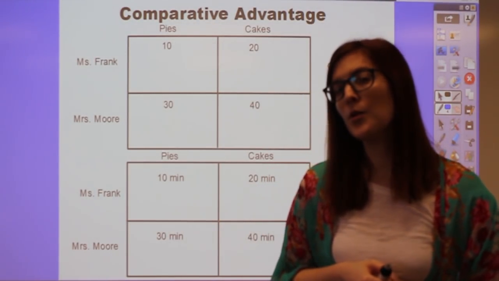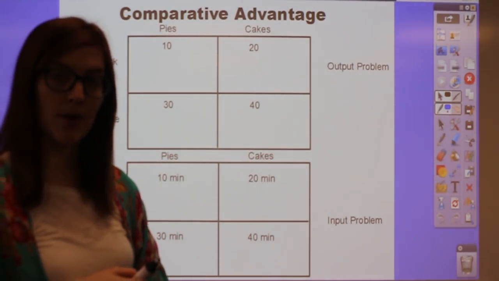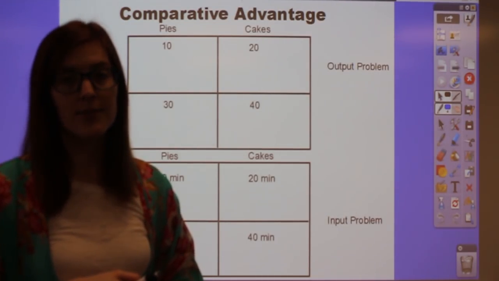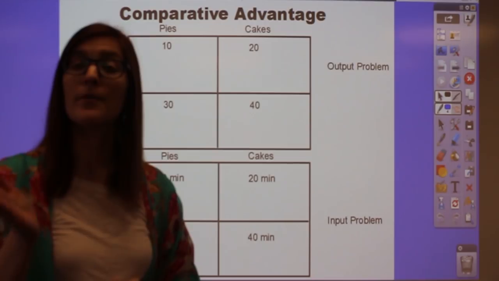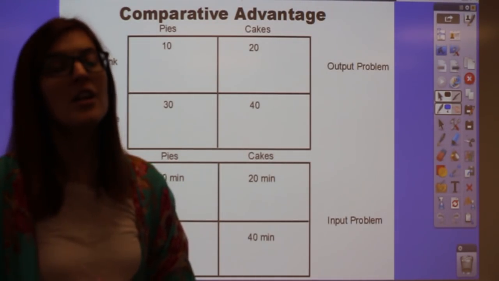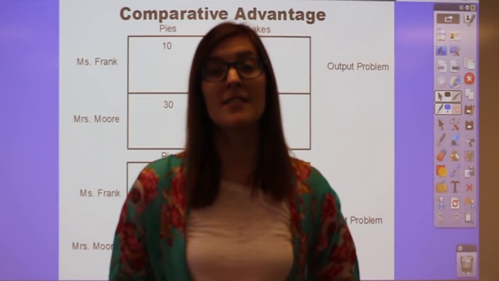But before we can tell who has the absolute and comparative advantage, we need to look at two types of trade problems: input problems and output problems. Telling the difference between these two types of problems can get every question right on a comparative advantage question or every question wrong. So an input problem is when there's changing resources but a fixed output.